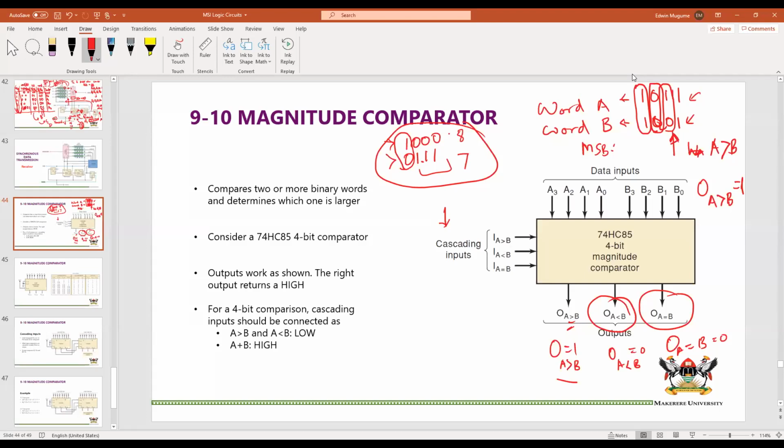or hexadecimal or whatever. Now, this is a 74HC85. It can also be a 74LS85 for TTL. Now, these cascading inputs are interesting because they enable us to connect several magnitude comparators to compare longer words.